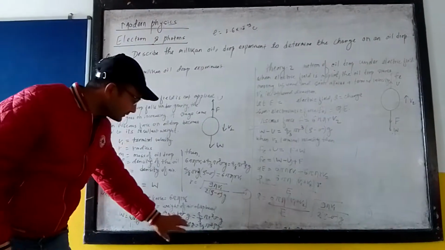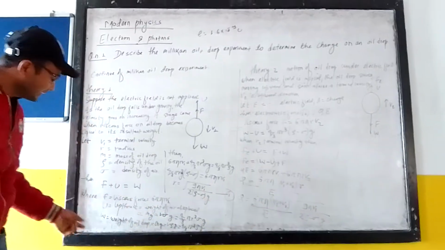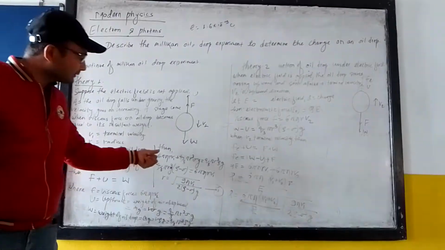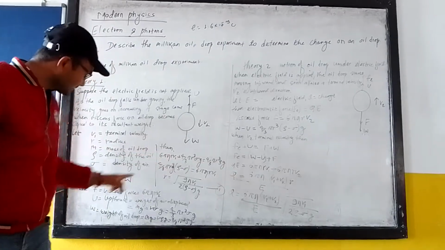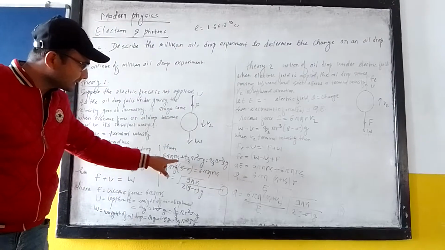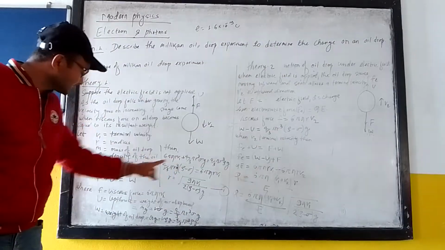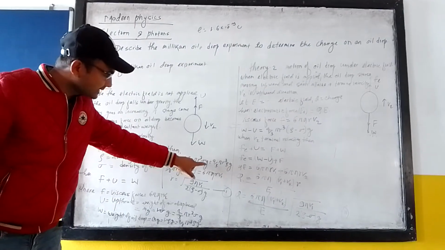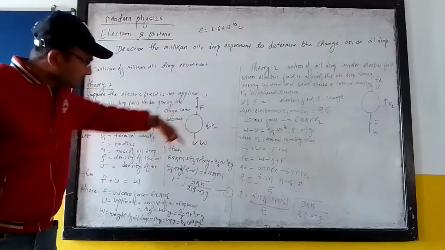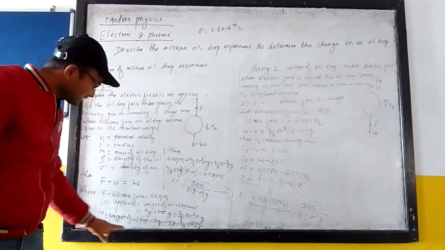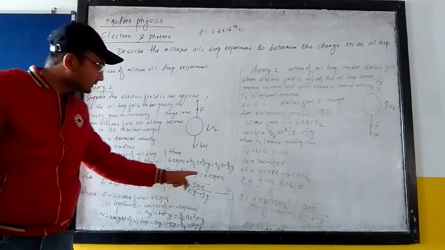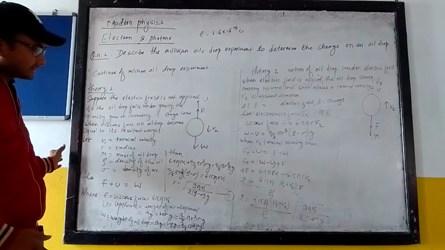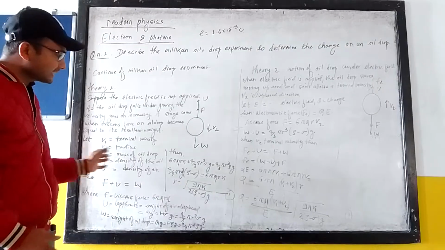And when we substitute all these values of F, U, W in this equation, it would be like this. You can see here in the place of F, I have written 6 pi eta r V1, plus as it is. In the place of U, you can see 4 by 3 pi r cube sigma g, equal to, in the place of W, you can see 4 by 3 pi r cube rho g, because we have calculated all these values.